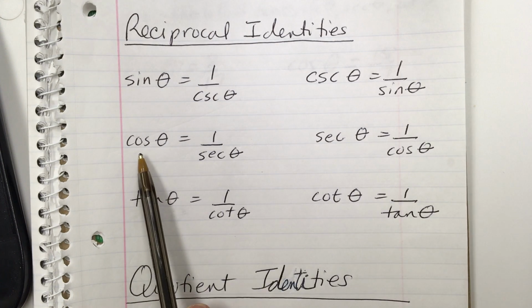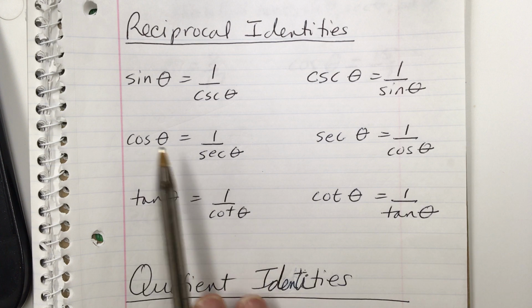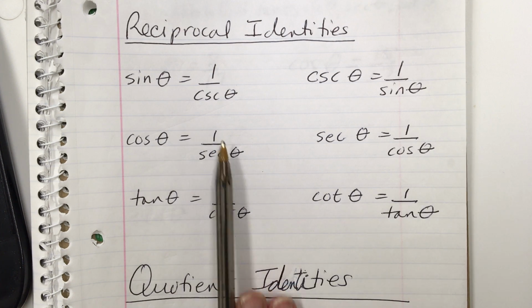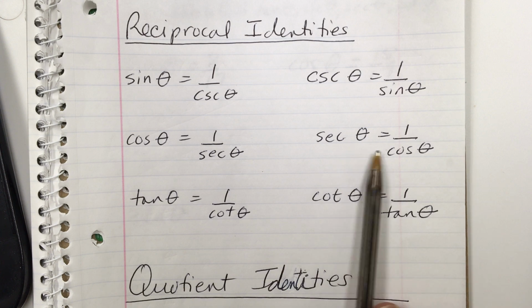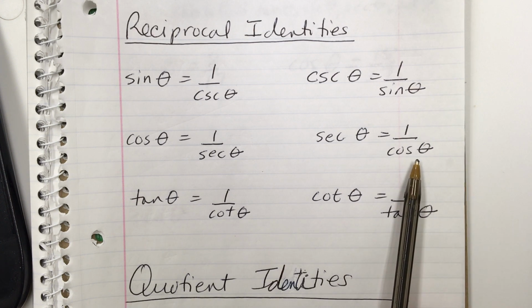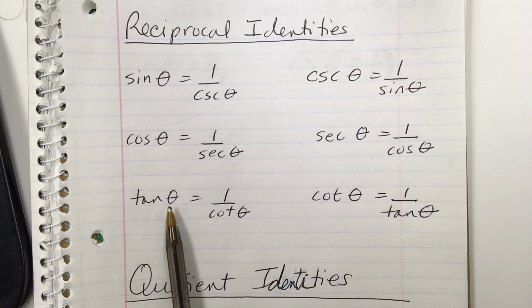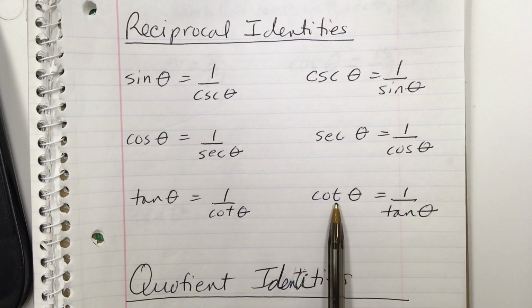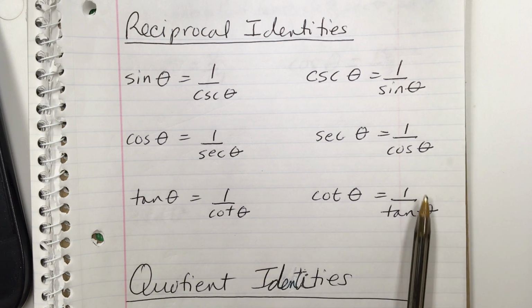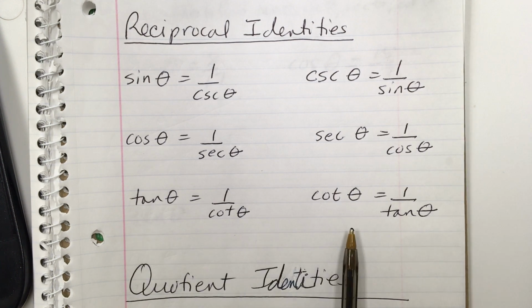We know that cosine and secant are reciprocals of one another. Therefore, cosine of theta is 1 divided by secant theta, and secant theta is equal to 1 divided by cosine theta. Tangent theta is 1 divided by cotangent theta, and cotangent theta is 1 divided by tangent theta because tangent and cotangent are reciprocals of one another.